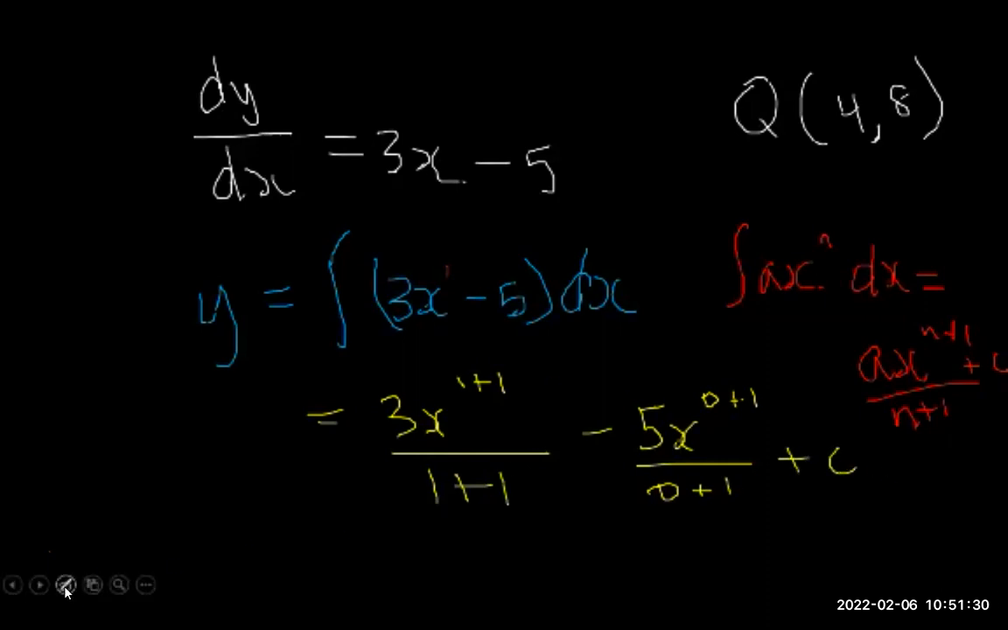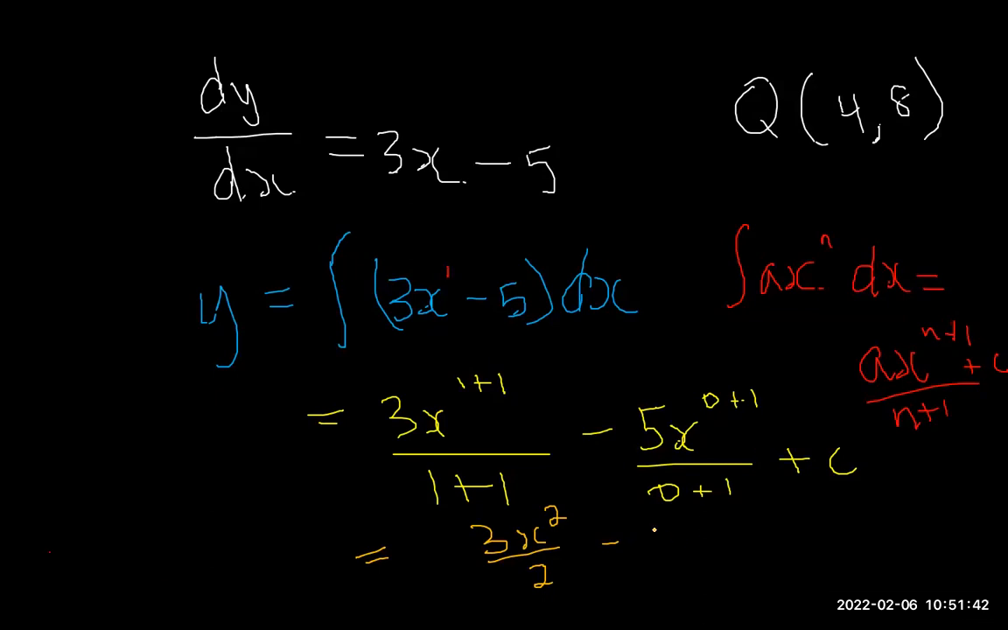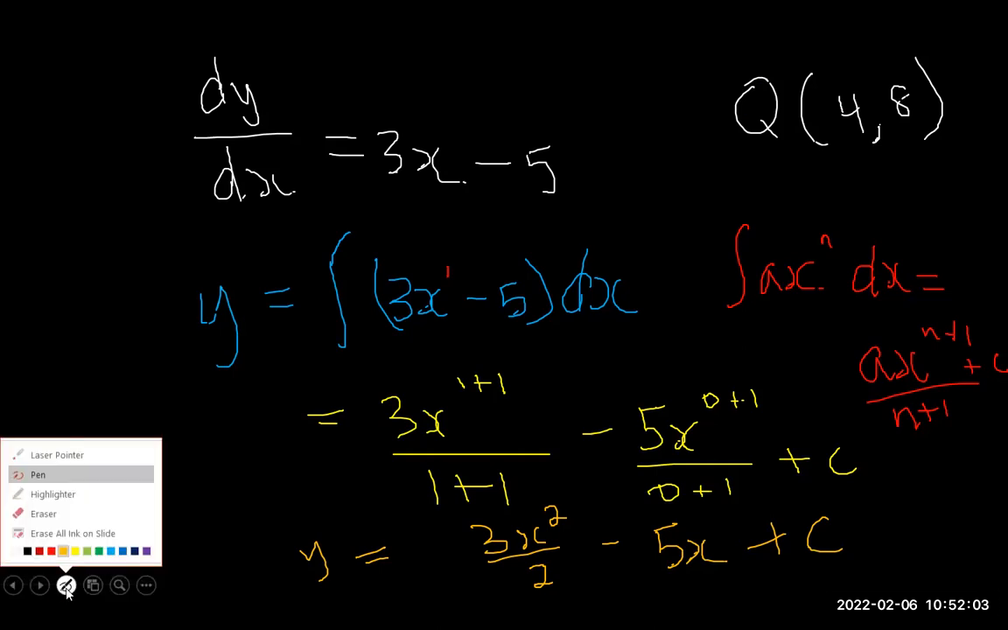Of course, you don't leave it like that. You have to simplify even more. 1 plus 1 is 2, so that's how I got 3x squared on 1 plus 1 is 2, minus 5x, since 0 plus 1 is 1. Okay, nice. So this is, let me call it, the general equation for y. Now I need to find the exact equation of this curve. How do I do that? I use this point that they gave me.